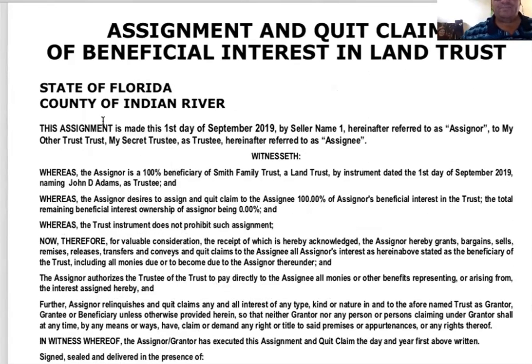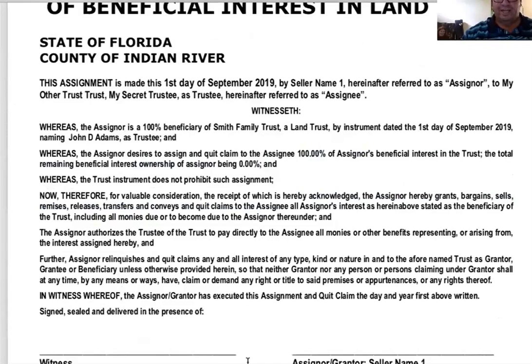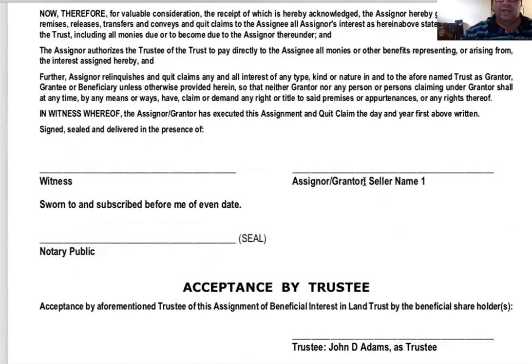This is the assignment. This is where they're transferring the interest of that trust that was created on their behalf. They've created a trust for estate planning purposes. Now they are selling that interest over to you. This is them, Smith Family Trust, date of the trust creation date, 100% beneficiary. They assign and quitclaim. Seller name, witness, notary, your trustee signs. Don't record this document.